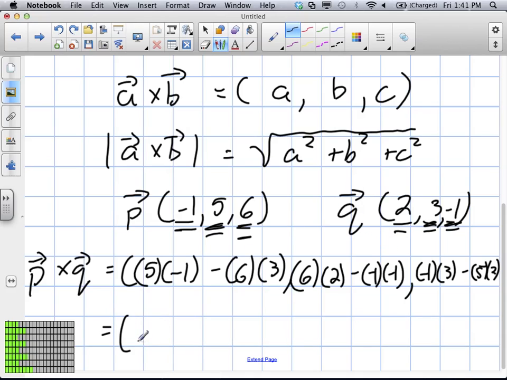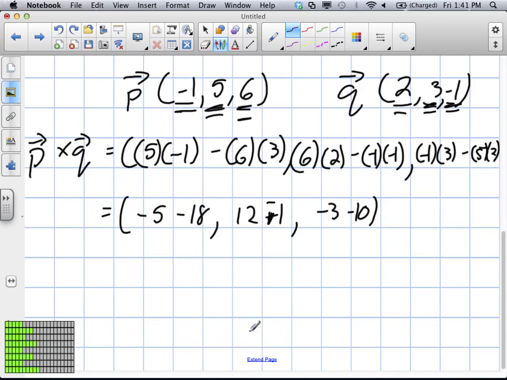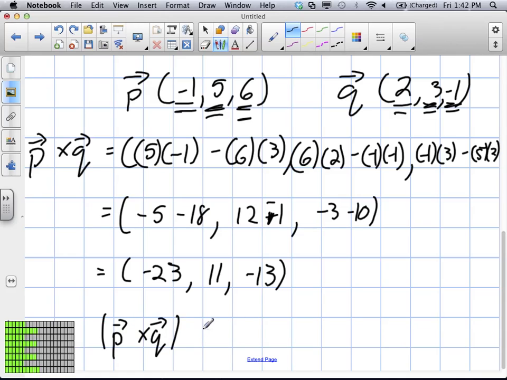Then we solve from there: negative 5 minus 18, 12 plus 1. Well, wait, sorry, minus 1. And negative 3 minus 10. We get negative 23, 11, negative 13. Is that right? Yeah. Okay. Now we have the cross product. Well, we need to now find the magnitude of this. So to find the magnitude of P cross Q, we plug it into our formula.